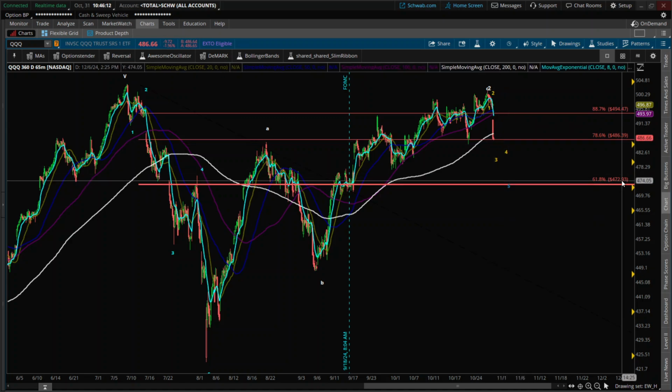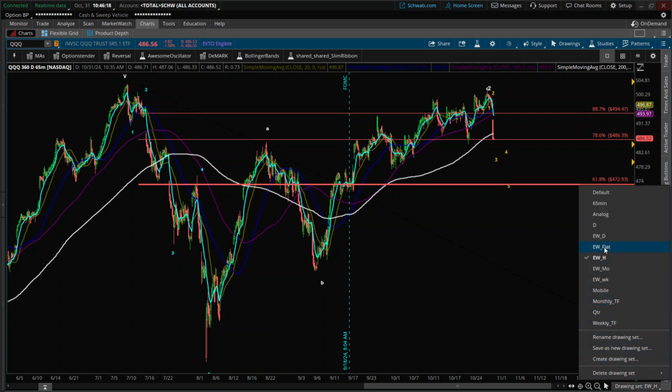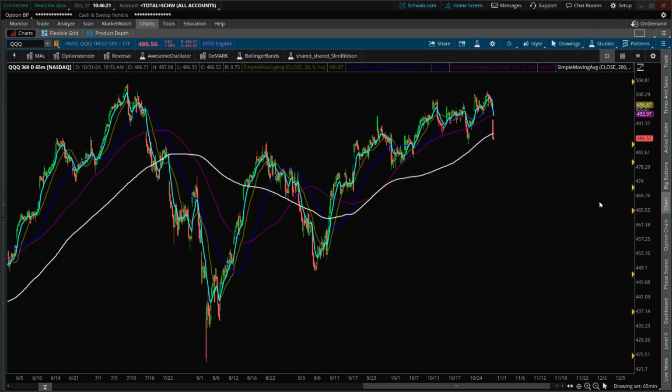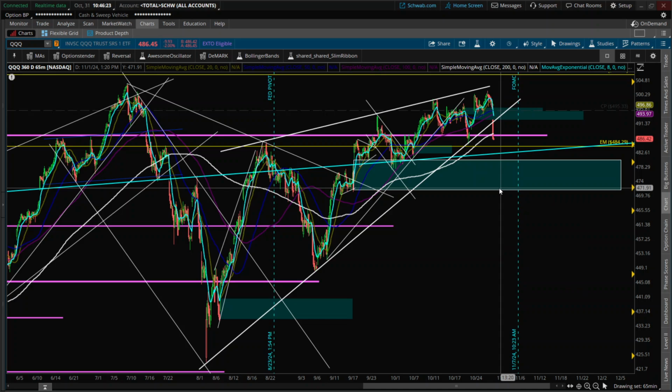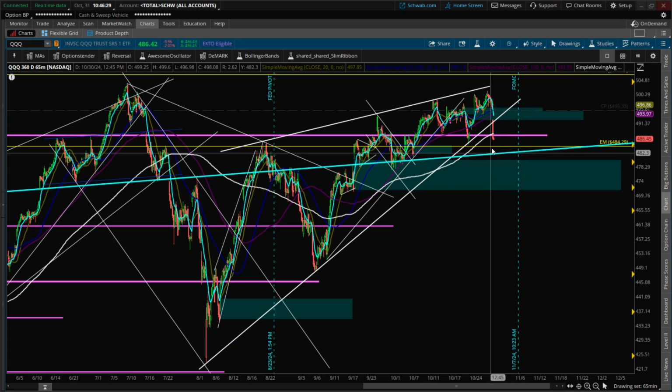I suspect we can get to this 473, which is a former 62% retracement. And if we go back to the traditional 473, that's the 471, 472 will close the gap zone. So that's what I think looks good, to where it could come down all the way to that point at this point.